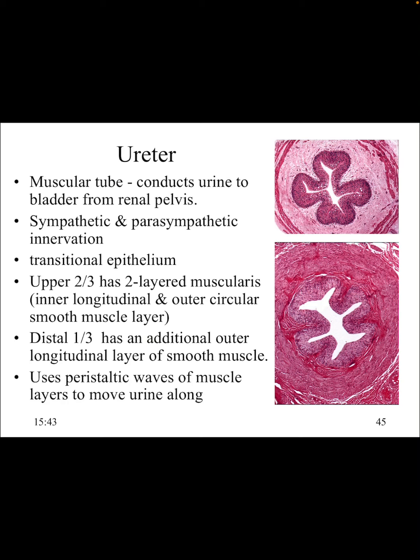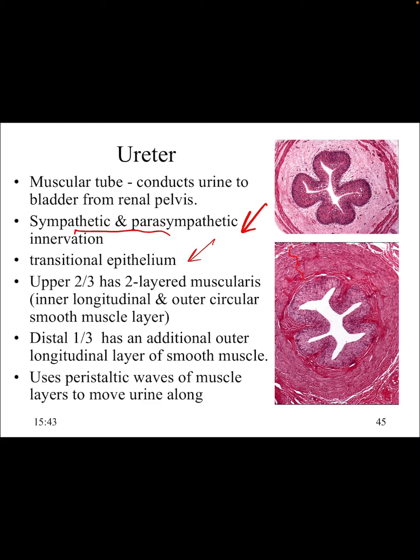After that we have the ureter, which is a muscular tube that usually conducts urine to the bladder from the renal pelvis. The control of the ureter, again because the wall contains smooth muscles, will be through the sympathetic and the parasympathetic innervation. For the lining epithelium, usually the epithelium is transitional epithelium.